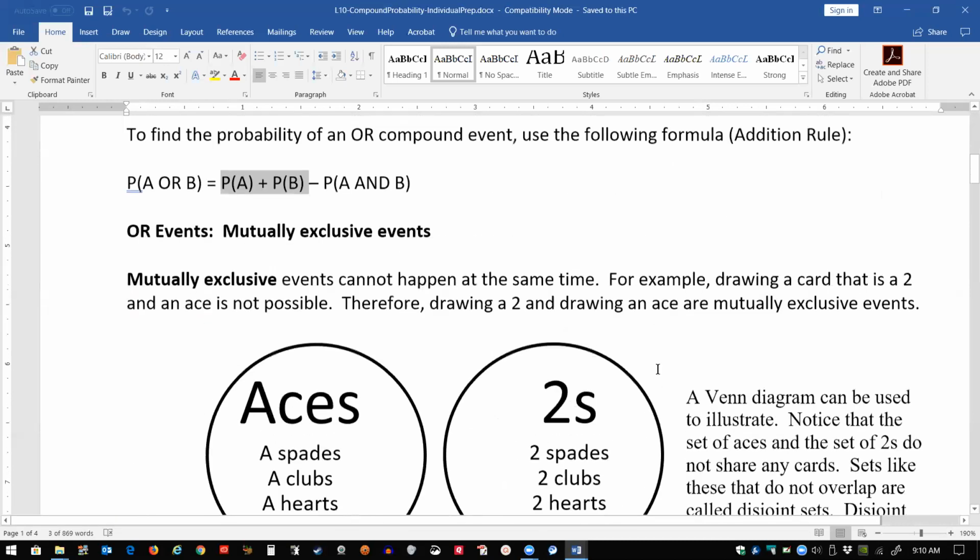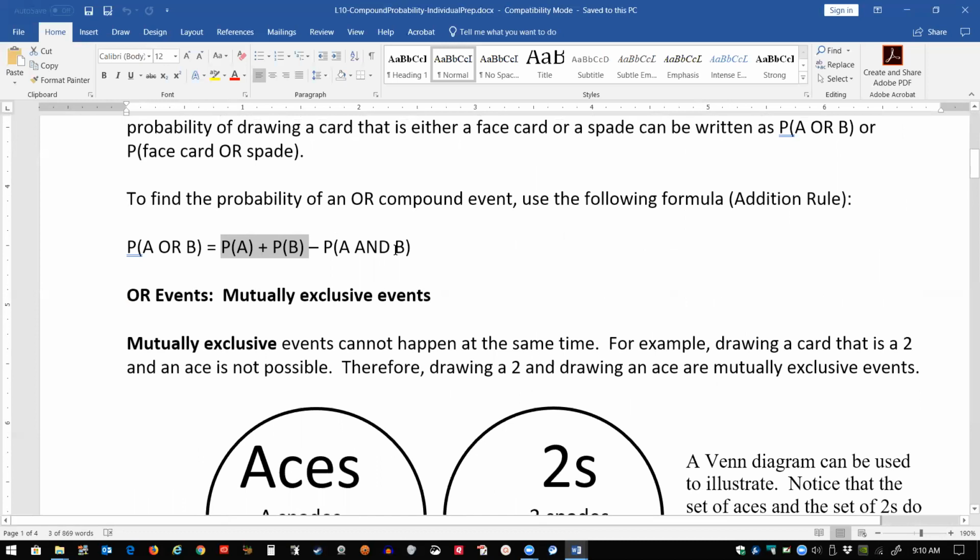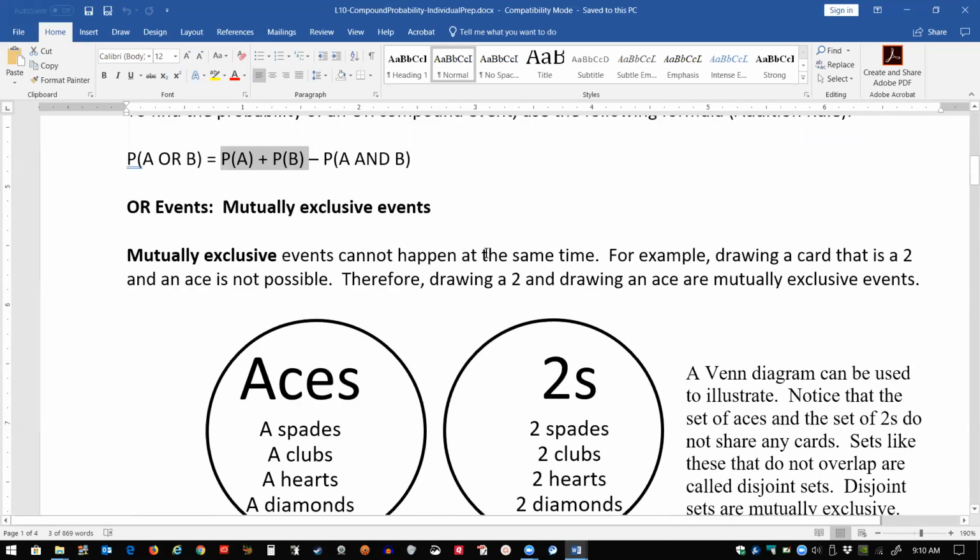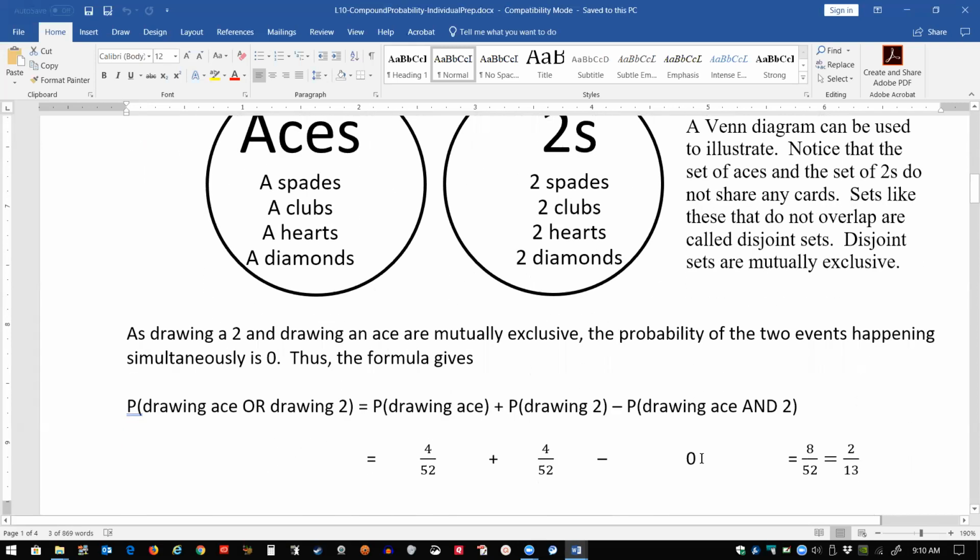Notice that this last term is the probability of the two events happening together. We just said they're mutually exclusive events, so they can't happen together. There is no chance that they happen together, so that's just a 0. Again, that last term just goes away when the events are mutually exclusive. And so my compound probability of drawing an ace or a 2 is 8 out of 52, or reducing that, 2/13.